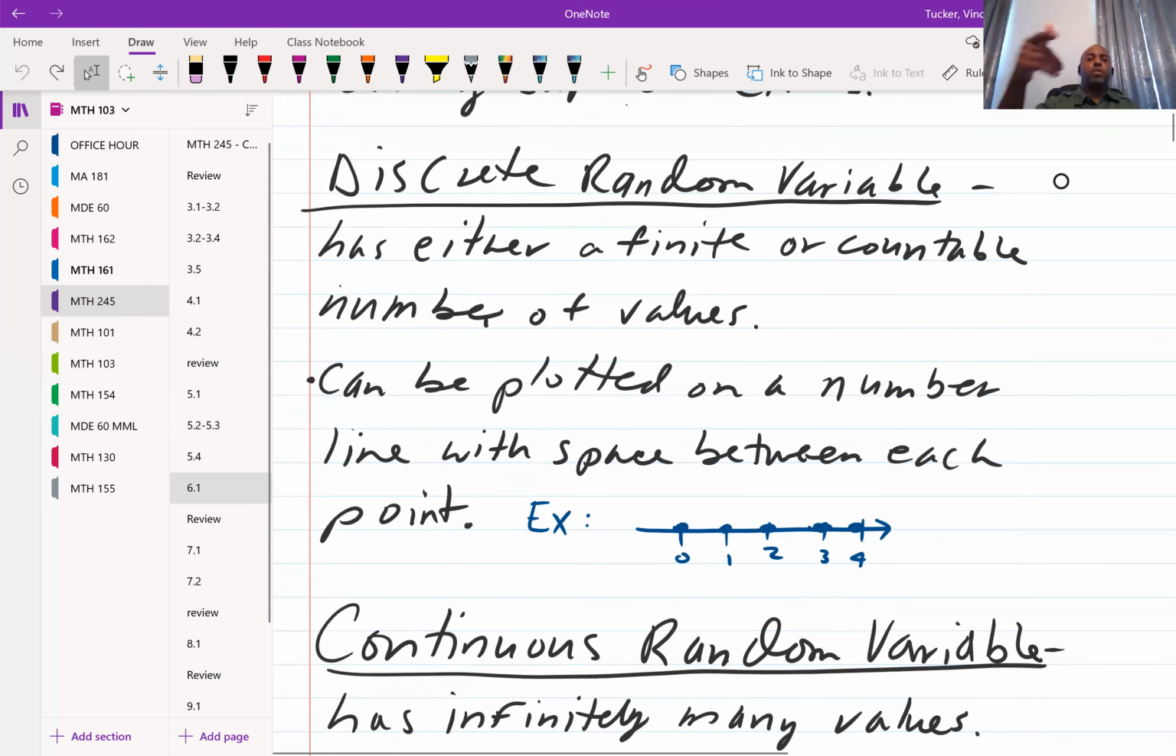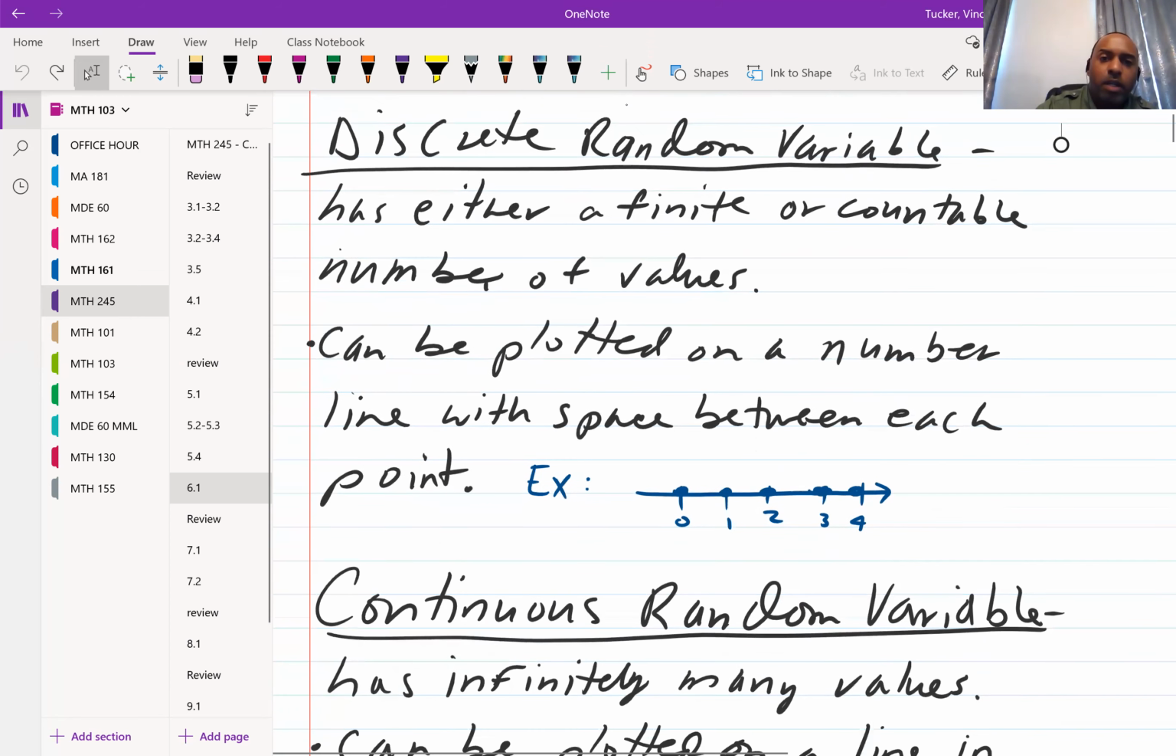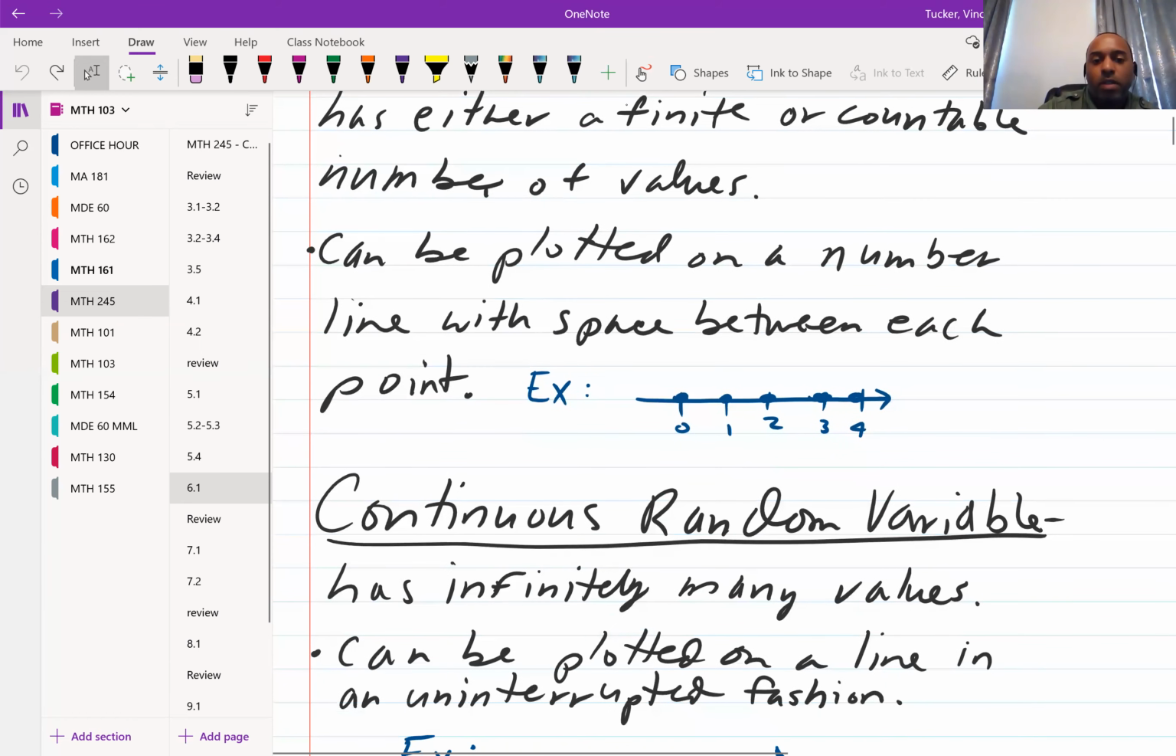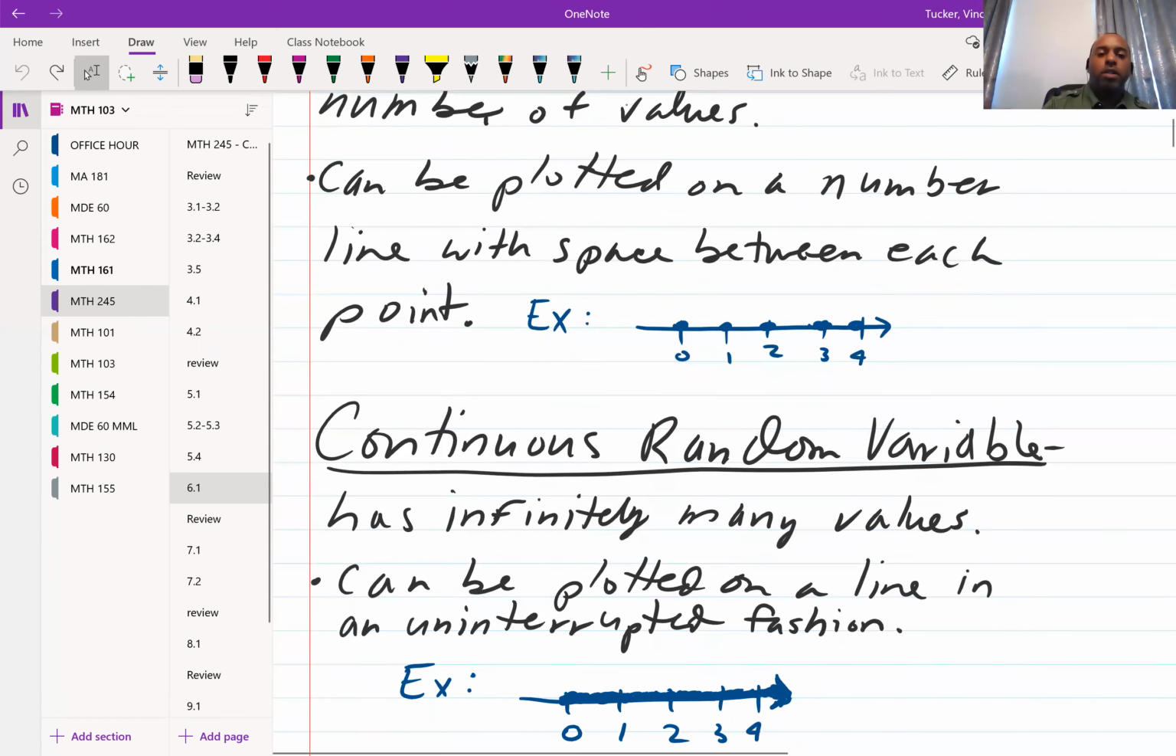All right, so that was discrete random variable. The next one is continuous random variable. And this one, instead of being countable, like 1, 2, or 3, has infinitely many values and can be graphed with an uninterrupted line. So in other words, all the values in between 0 and 1, or all the values in between 1 and 2, are legitimate values. So you'll see in a second what that means.